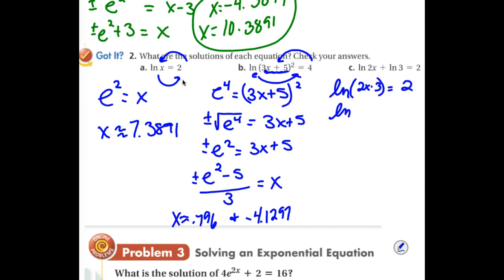So the natural log of 6x has to equal 2. Rewrite it exponentially. So e to the second power gets us 6x. And then divide out your 6. Whoops.